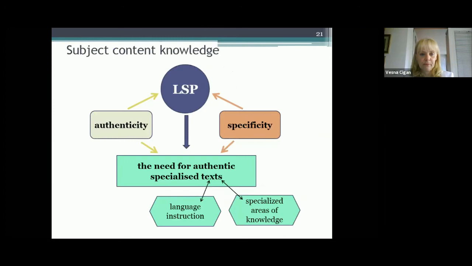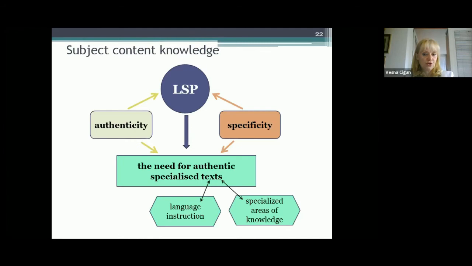That brings me now to the next part of my talk and the issue of subject content knowledge. Specificity and authenticity as the two key concepts in LSP imply the use of authentic texts as genre models. A text serves two roles here. It is a means of constructing specialized areas of knowledge, and it is a means of language instruction.